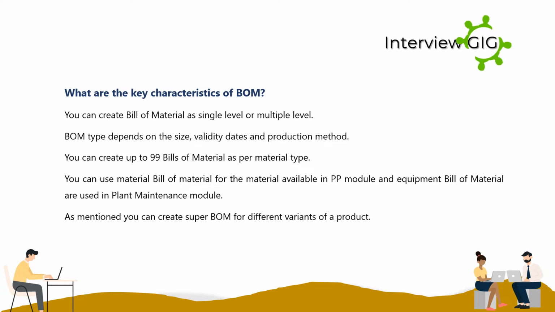What are the key characteristics of BOM? You can create a bill of material as single level or multiple level. BOM type depends on the size, validity dates and production method. You can create up to 99 bills of material as per material type. You can use a material bill of material for the material available in the PP module, and equipment bills of material are used in the plant maintenance module. As mentioned, you can create a super BOM for different variants of a product.